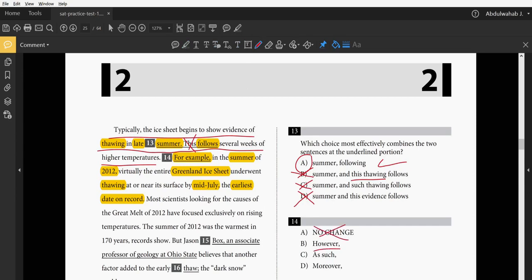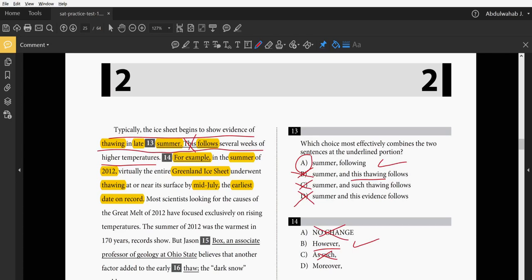"However" is a good way to introduce an opposing or a contrasting example or point of view. So I'm liking "however". "As such" introduces a cause-effect kind of relationship. There is no cause-effect relationship between those two sentences. So I'm not going with "as such".